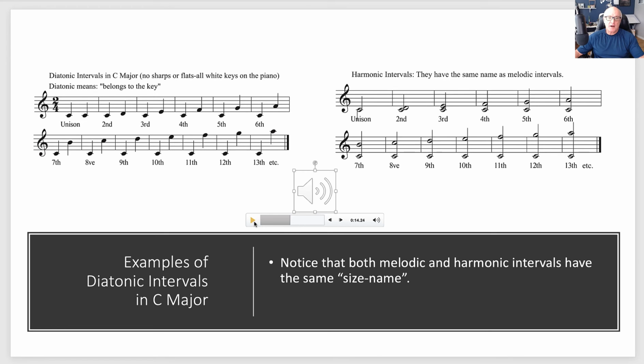Now here are the harmonic intervals. So you'll notice that those have the same name in terms of distance. The distance meaning the distance of the bottom note to the top note.